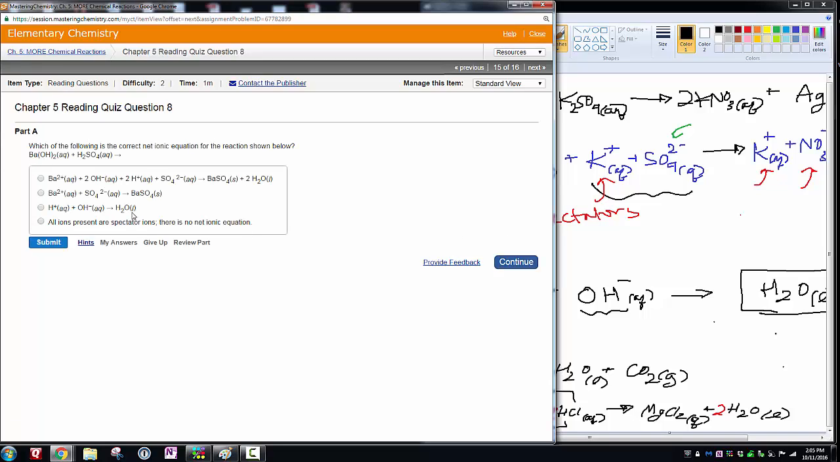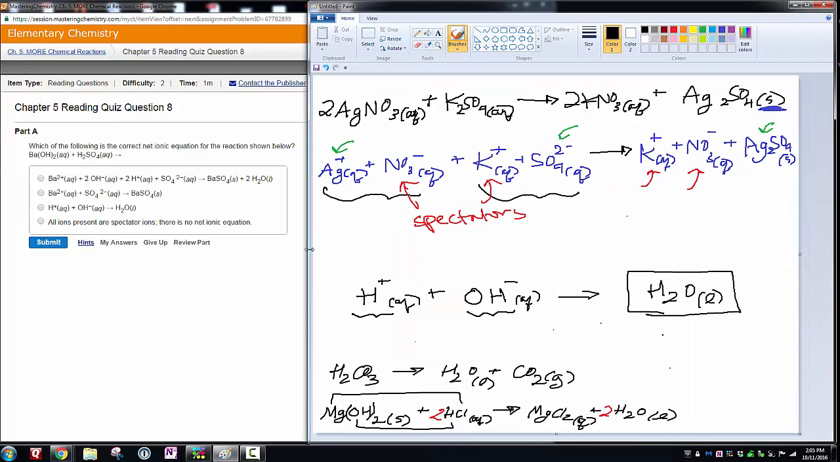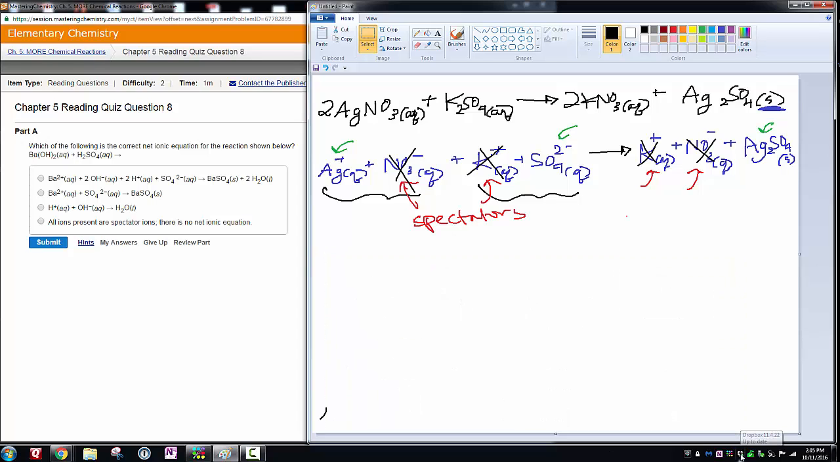Okay, net ionic equation for the reaction shown. Net ionic equation is what you get when you remove the spectators and you say, listen, you're not really part of the equation, so I'm going to remove you. What's left is the net. Ag plus SO4 2- makes Ag2SO4. So let's figure out this reaction, pull out the spectators, then we can determine the net ionic equation for it.